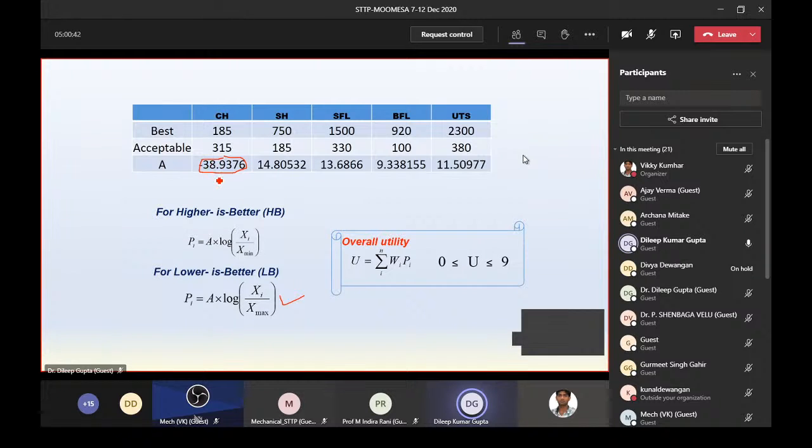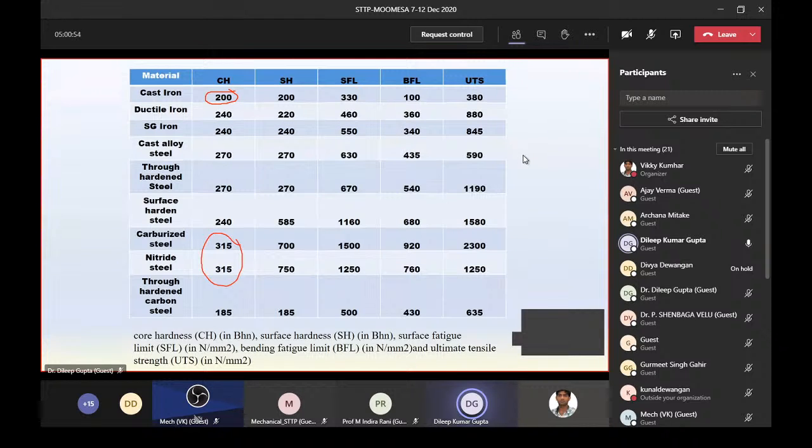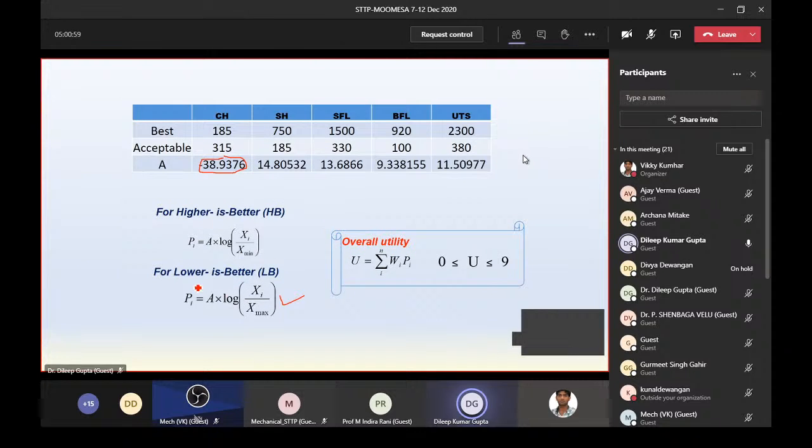The A value is given, minus 38.973, log of xi is 200 and x maximum is 315. We are considering the criteria of lower is better for core hardness. 7.681. It's coming now. Yes, 7.681. Correct.